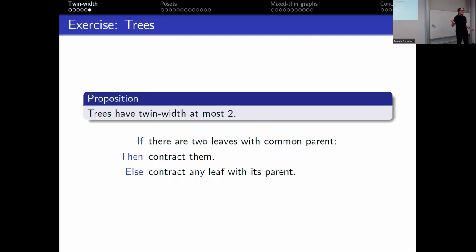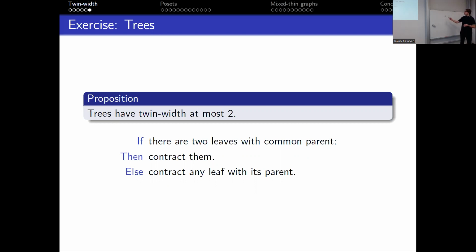So, some examples on twin-width. That's the twin-width of trees. The claim is a simple statement that the twin-width of trees is at most 2. And this is the algorithm. This is the loop, which is repeated until the tree is contracted into a single vertex. And we distinguish 2 cases. If there are two leaves with the same parent, then we can contract them because it creates no red edges. After the contraction, no red edges are introduced.